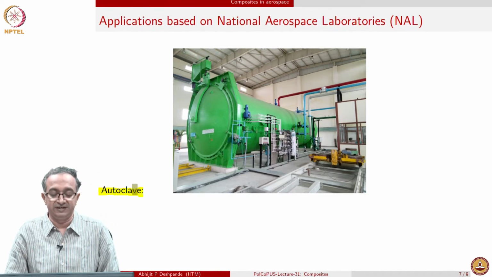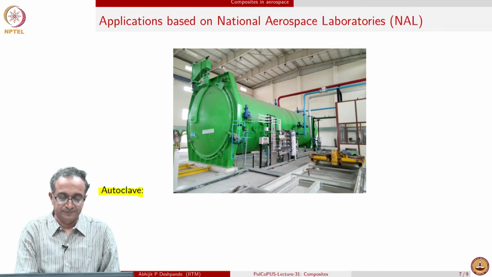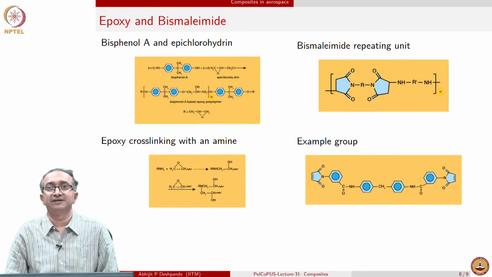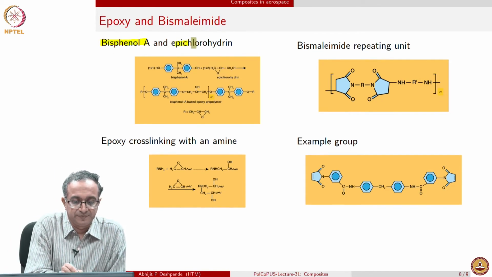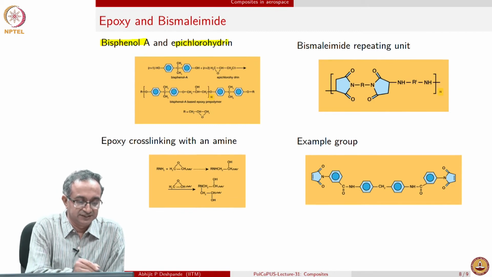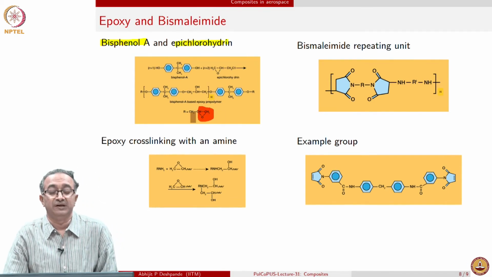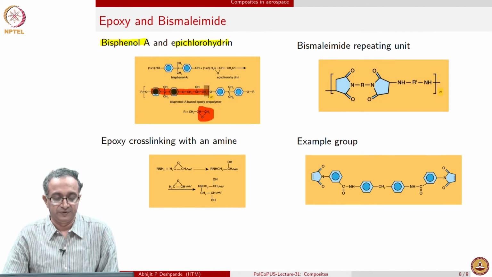Pressure and temperature can be varied, and this gives you an example of how large an autoclave can be. They can be larger than this, they can be smaller than this, depending on the part size being manufactured. And so, to close this lecture, we will look at the resins which are quite common in aerospace, epoxies and bismaleimide, as I said about Tejas. Epoxy is basically a polymer made from bisphenol A and epichlorohydrin, and it is this epoxide group which is very crucial, and that reacts to give you this epoxy composite.